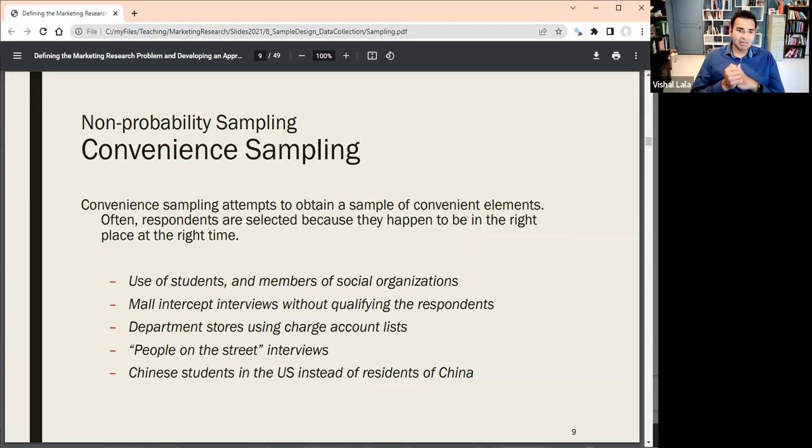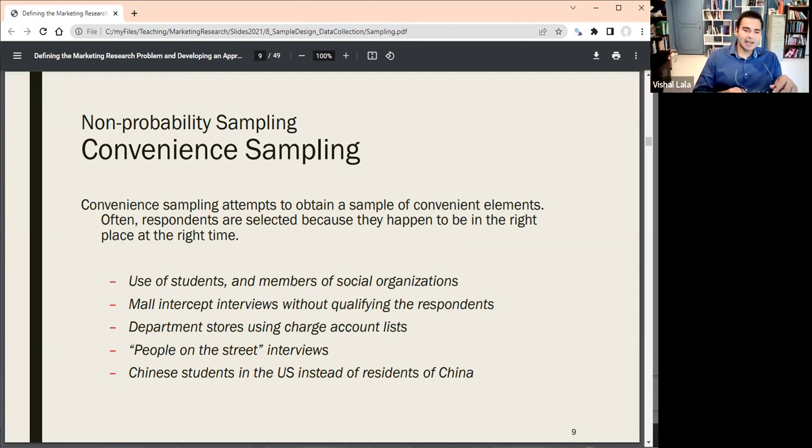Students are indeed Americans. So one could argue, well, they fit the definition, but these students are being invited to the study because of convenience reasons, just because you have access to them. Another example would be somebody who has access to some email list, reaching out to everybody in the email list, asking them to fill out the survey. These are all examples of convenience samples.